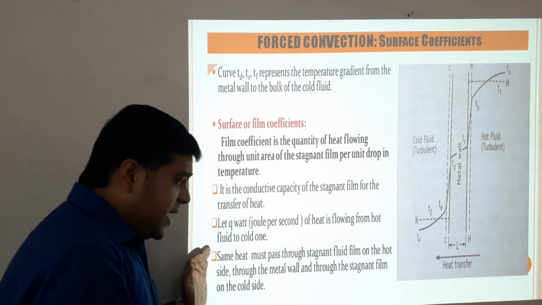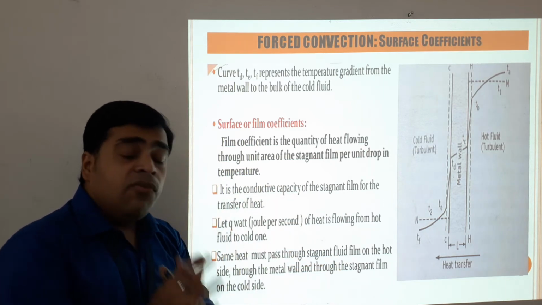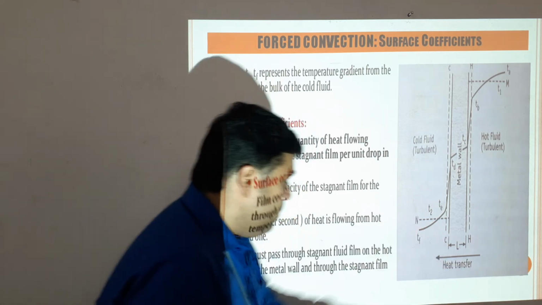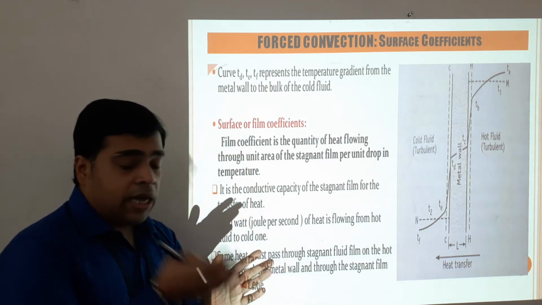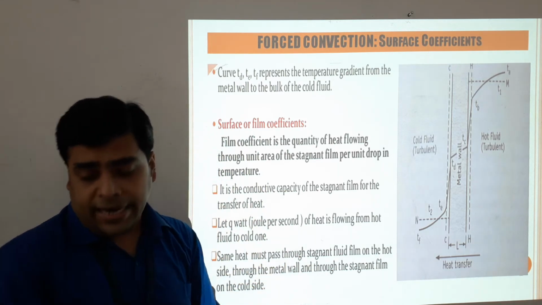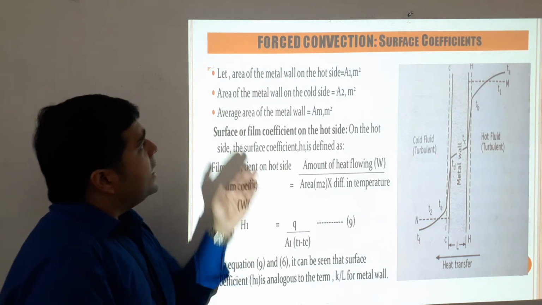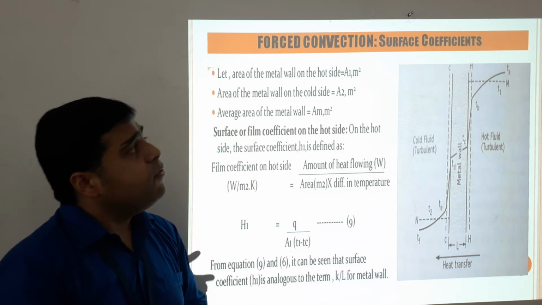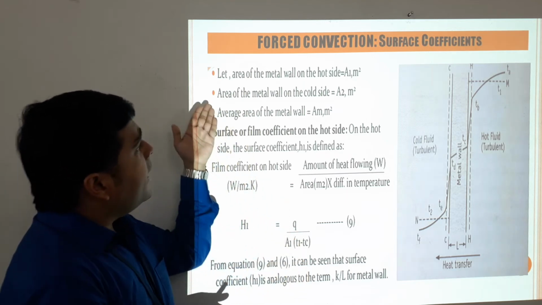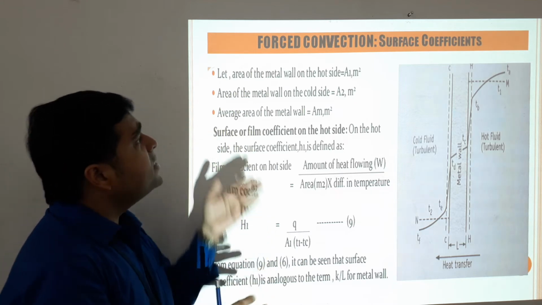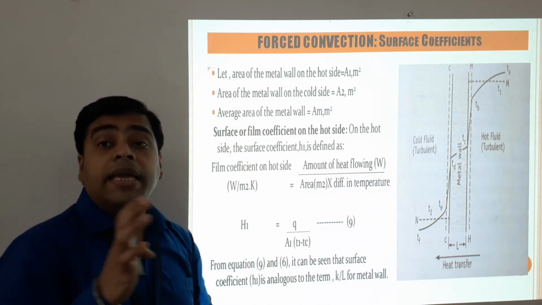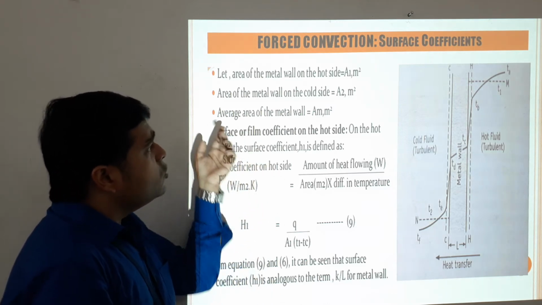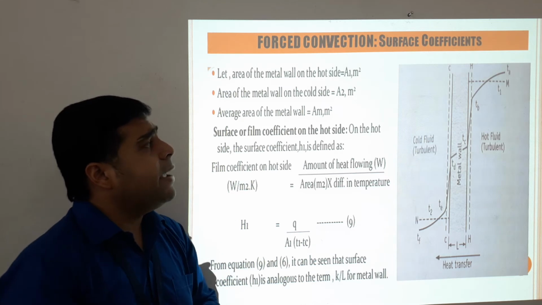Now let Q watt, that is joules per second, of heat flow from the hot fluid to the colder one. The same heat must pass through the stagnant fluid film on the hot side, through the metal wall, and through the stagnant film on the cold side. Let the area of the metal wall on the hot side be A1 square meters, and the area on the cold side be A2 square meters. The average area of the metal wall is AM in square meters.